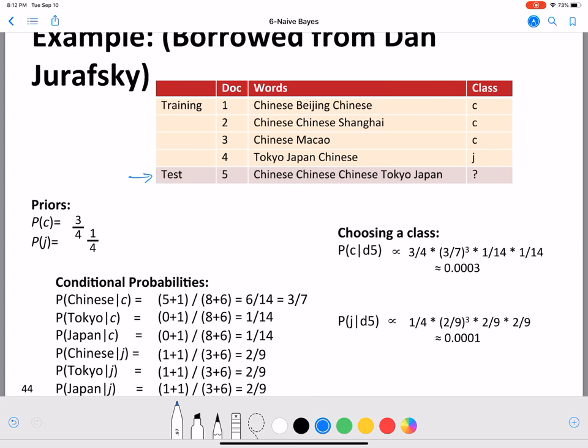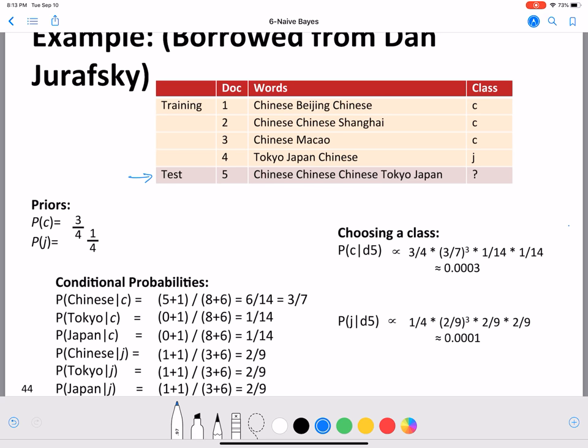Okay, so for that, first we have to start with calculating P of C and P of J, the two classes, right? There are three Chinese documents and there's one Japanese document. So P of C is 3 by 4, three Chinese by four total number of documents. And P of J is 1 by 4, one Japanese document out of four total documents.